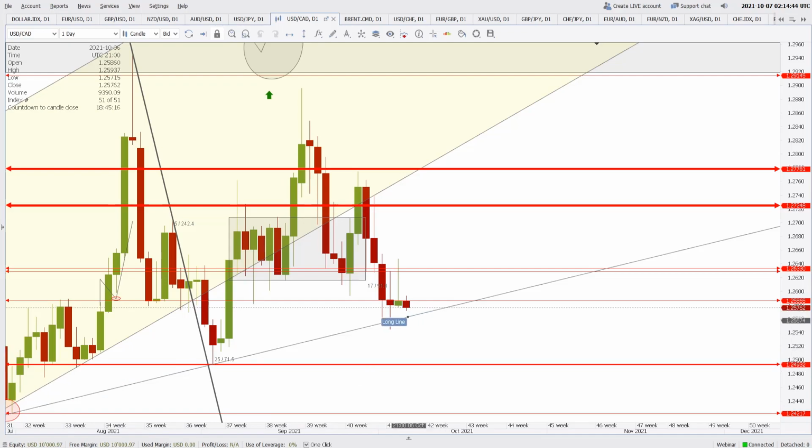So in this market, expect the price to reach 1.2493, and at that time 1.2586 is a resistance. Now 1.2493 is the next support, but expect this long line also to act as a good support for the price in the coming days.